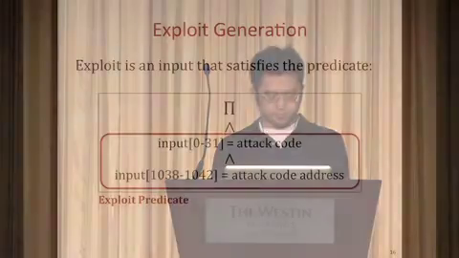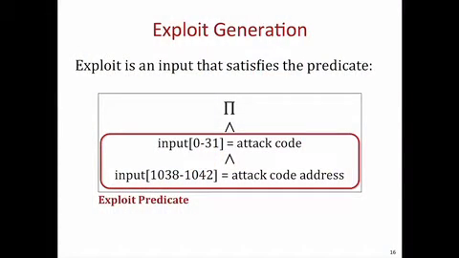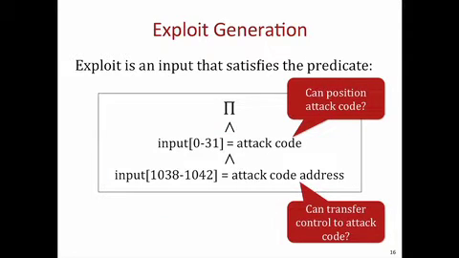After Mayhem finds a bug, Mayhem will try to automatically generate an exploit by adding an exploit predicate, which encodes the attacker's logic into a formula. For instance, can we position the attacker's code at a certain memory address? Can we transfer control to the attacker's code? By encoding this formula in conjunction with the path predicate pi, and by solving this formula, we can actually generate an exploit automatically.